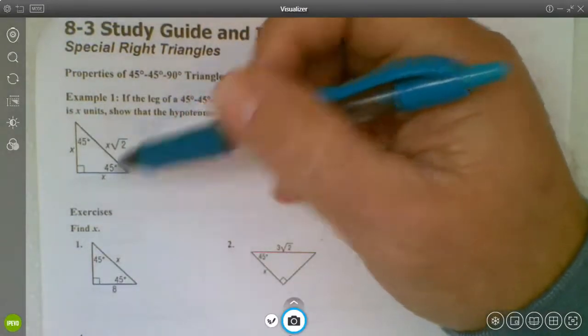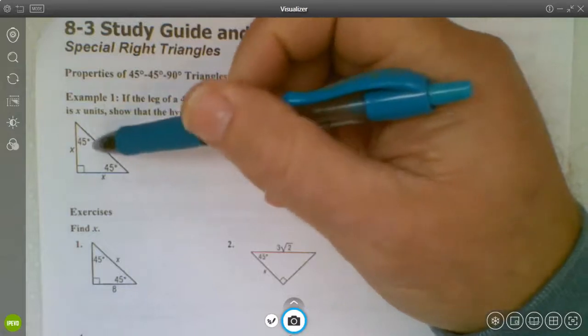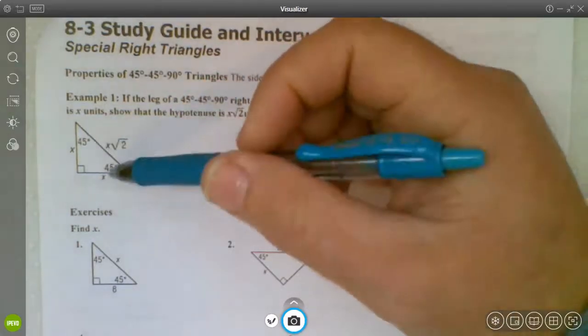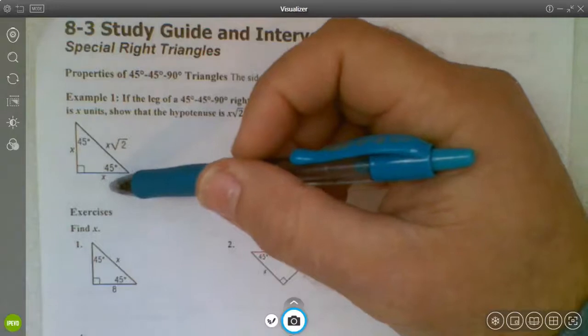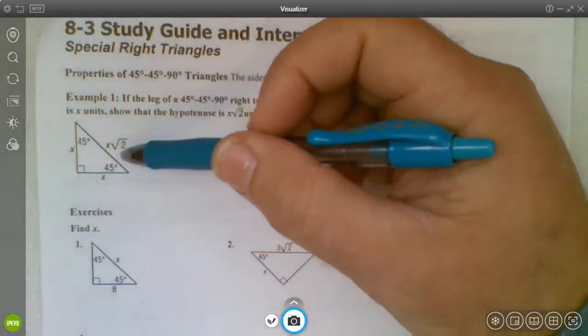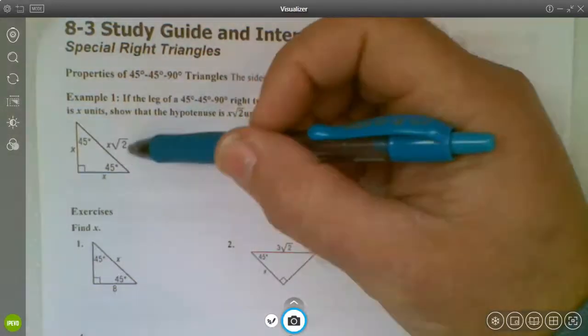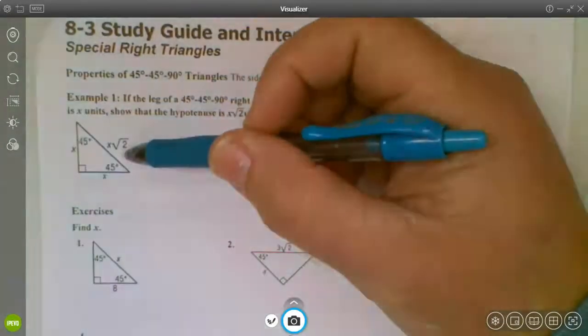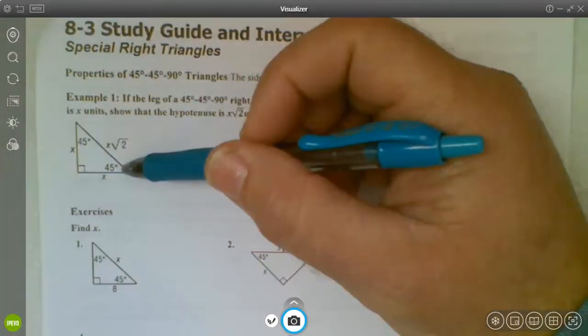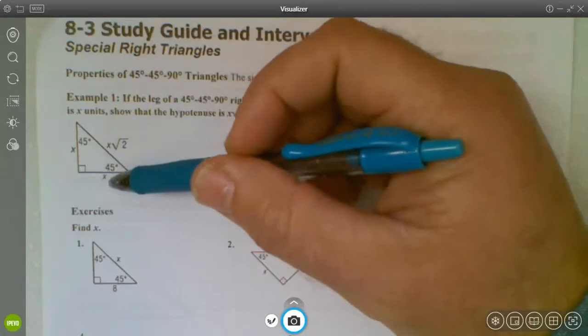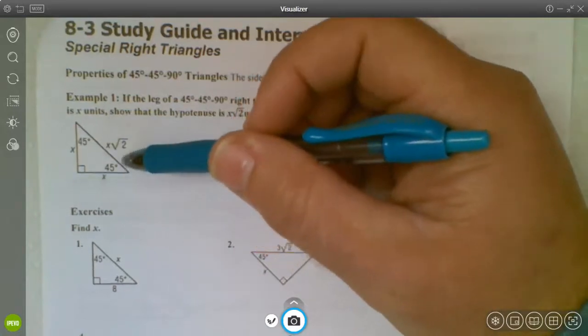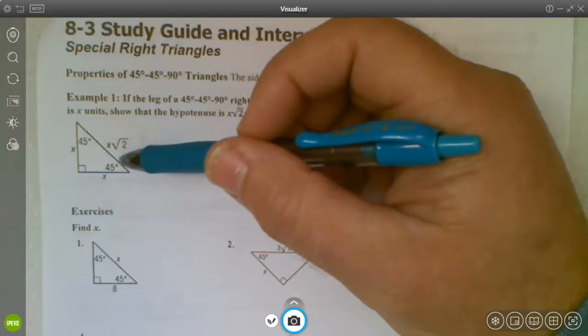Here's how they relate to the hypotenuse. In a 45, 45, 90 triangle, if you take one of the legs and multiply it by the square root of 2, then you get the hypotenuse. That's it. That's the pattern. So when I recognize this pattern, I'm going to take the leg, multiply it by the square root of 2, and then I get the hypotenuse.